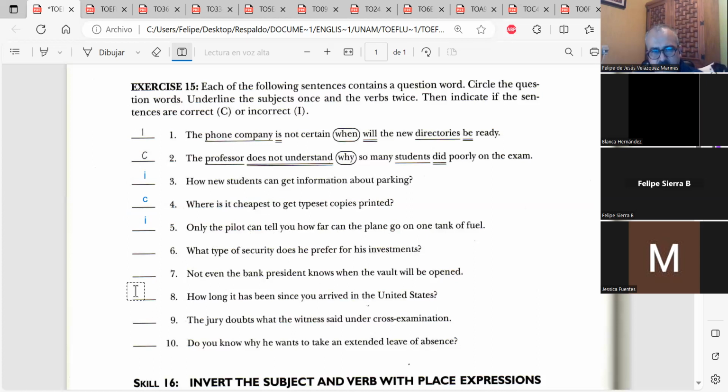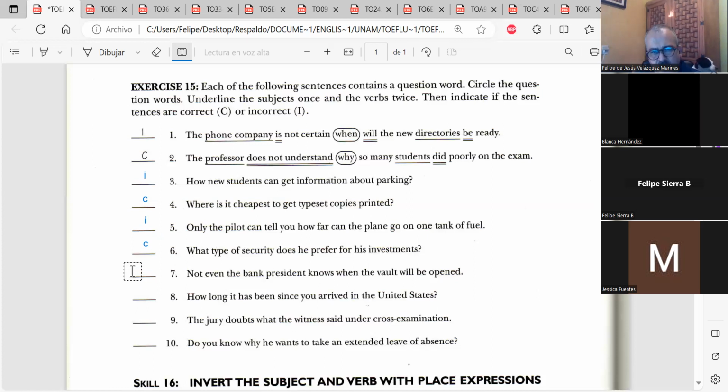What type of security does he prefer for his investments? It's correct. It's a question. We have to use the structure of a question. In this case, remember that the question word can be one word or a group of words. In this case, the question word is what type of security. Okay. So Felipe, number 7.